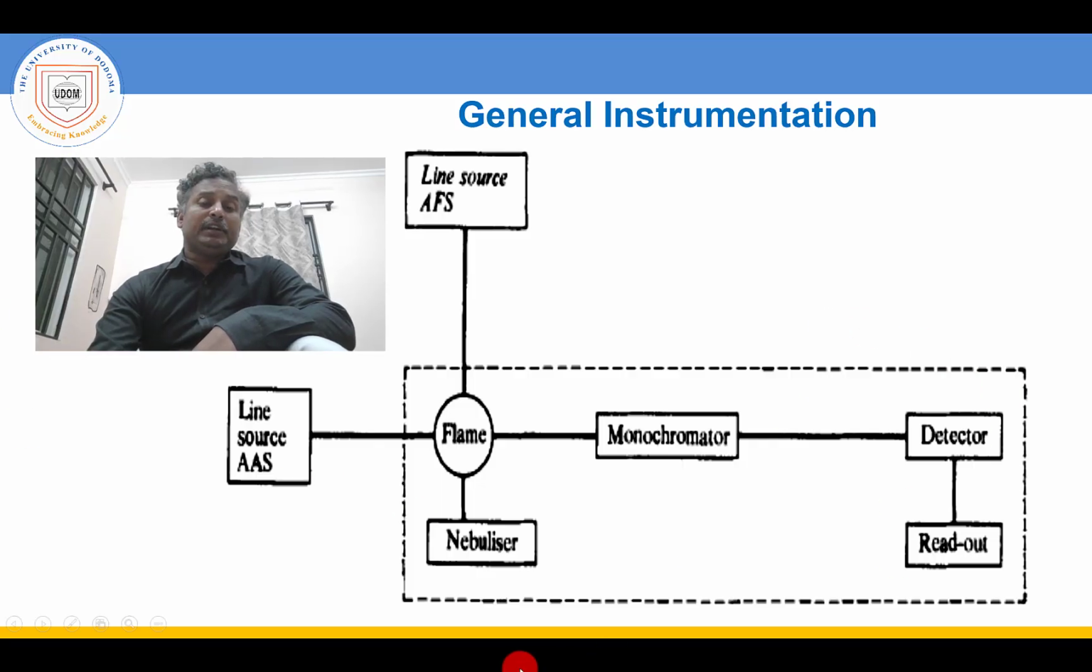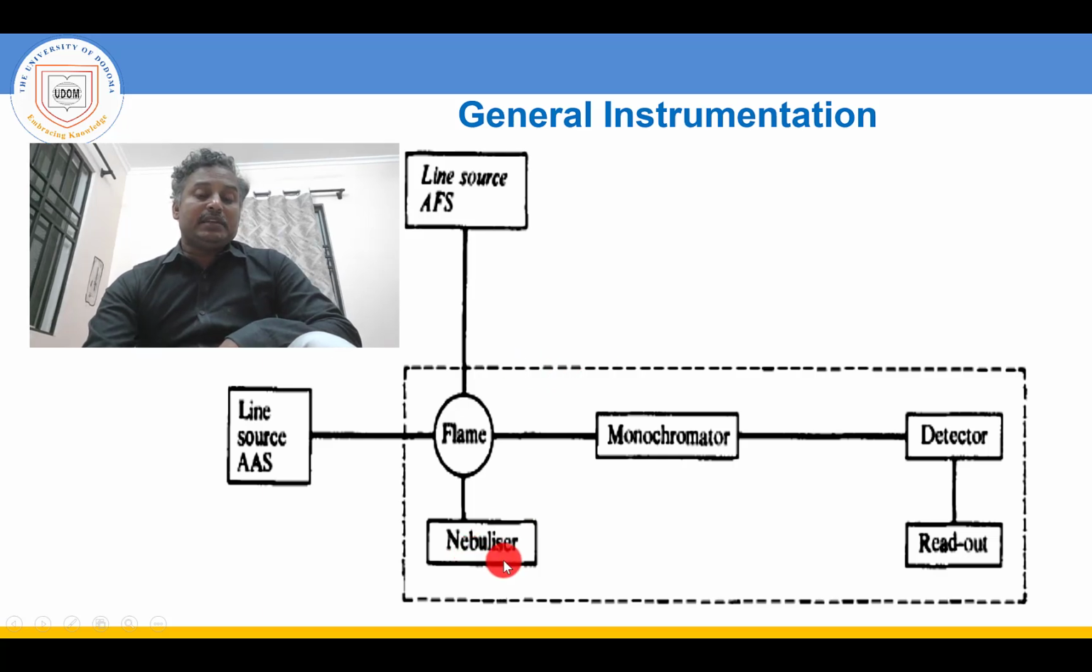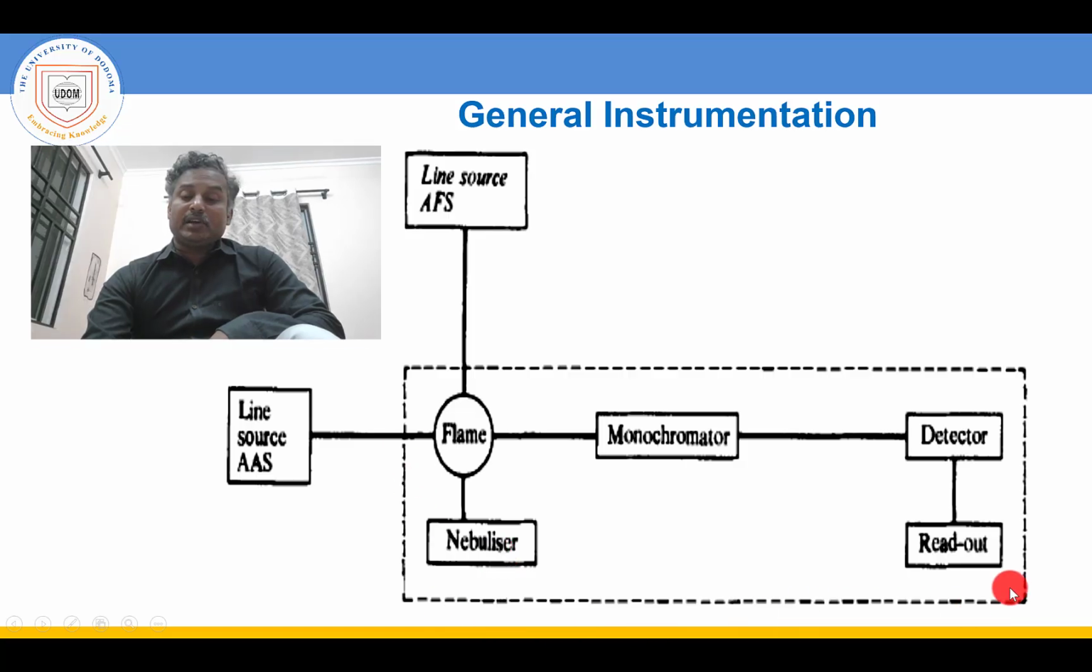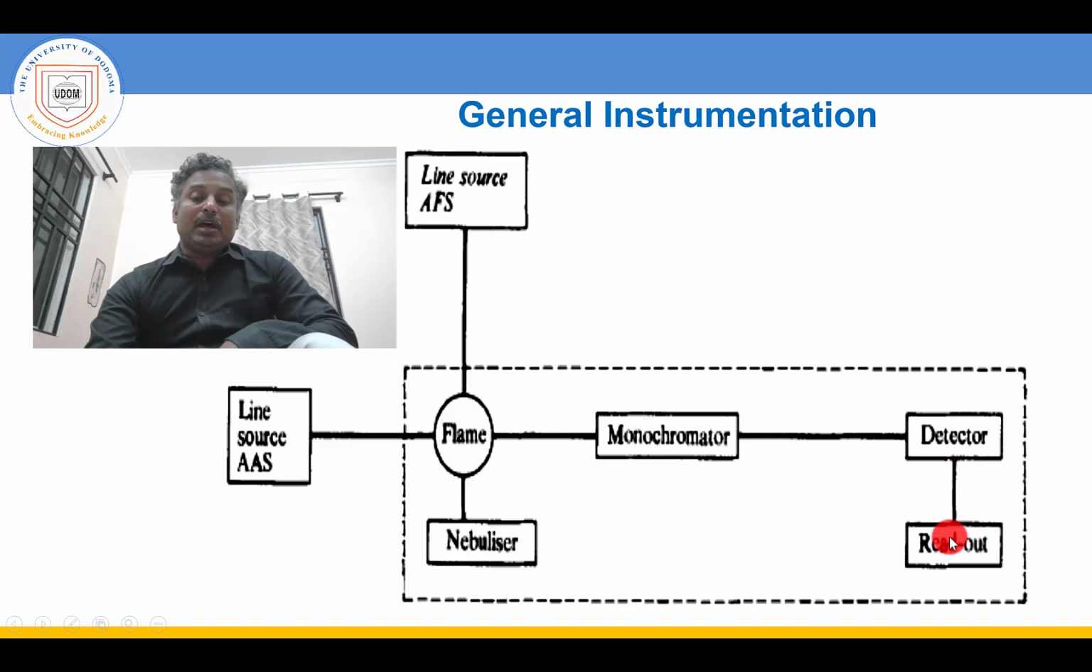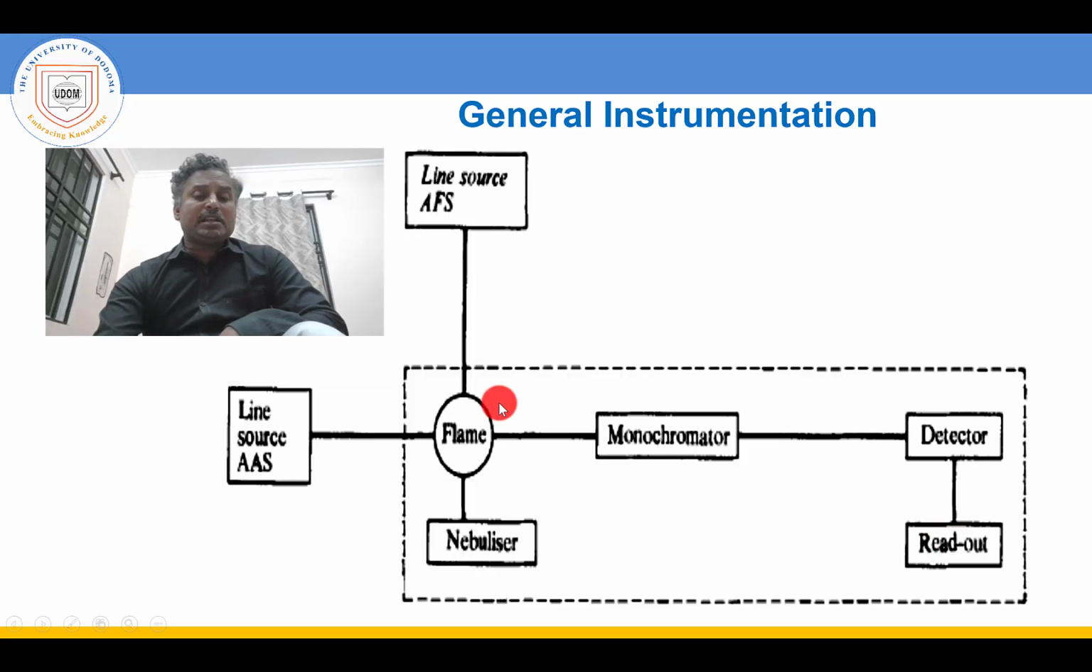So here in front of you there is a block diagram. In this block diagram you can see different parts. So here there is a dotted rectangle, in which there are five parts: nebulizer, flame, monochromator, detector and readout. These five parts belong to atomic emission spectrometer. That means in atomic emission spectrometer, we don't need line source. But for atomic absorption and atomic fluorescence spectrometer, we need line source.